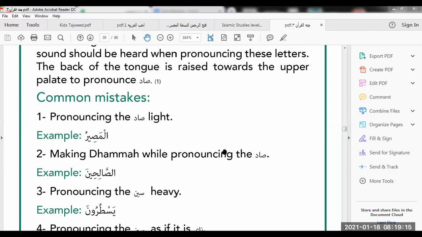It is confused with the sound of this صاد, which turns into a light letter. But the basic fact about the letter صاد is المصي. صاد has the quality of استعلاء, not استفال. صاد is a heavy letter, not a light letter. This is the fact of this صاد. When we say المصير and turn this letter into a light letter, not a heavy letter, this is a common and big mistake.